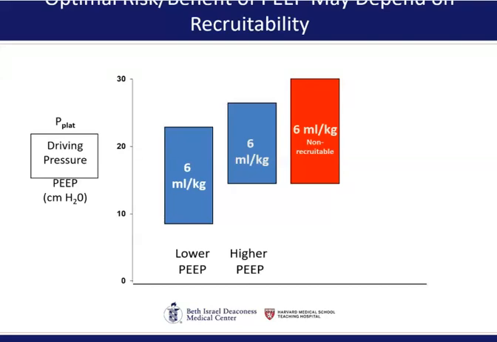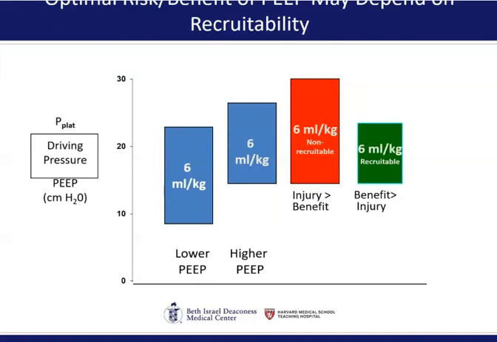And when I increase the PEEP in a non-recruitable patient, I am going to increase the driving pressure because I'm just over-distending lung. I'm not helping that lung. In those patients, the harm from a higher PEEP is going to outweigh the benefit, and those patients are going to be injured. On the other hand, there are certainly a substantial number of patients who are going to benefit from a higher PEEP. And in those patients, the driving pressure may actually come down when I recruit the lung, when I open it up with more PEEP. And in those patients, the benefit of PEEP is going to outweigh the harm.